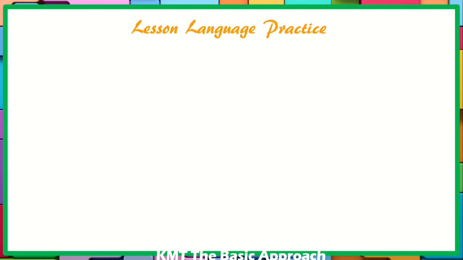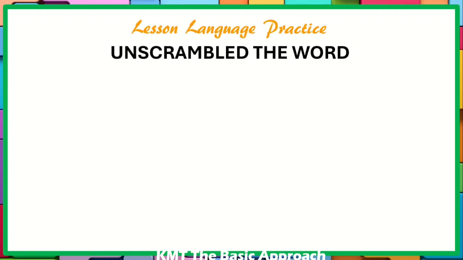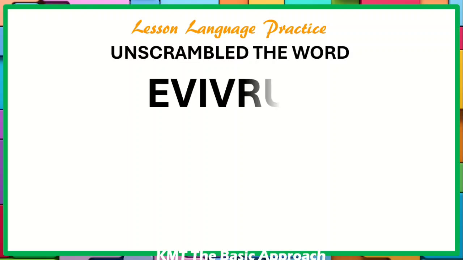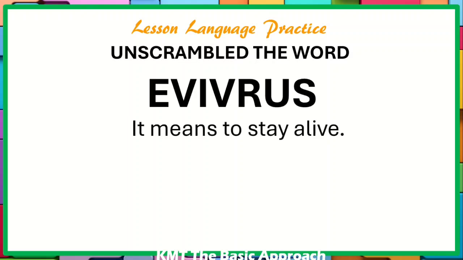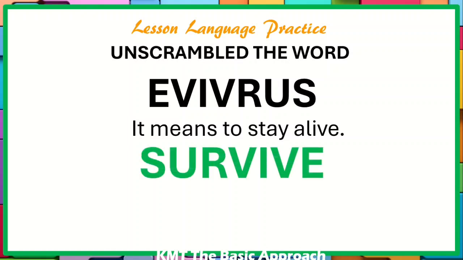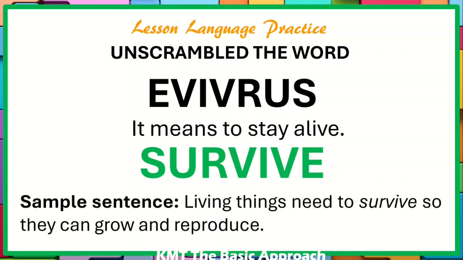Lesson language practice. Unscramble the word. It means to stay alive. What is the correct answer? Good job! Survive. Sample sentence. Living things need to survive so they can grow and reproduce.